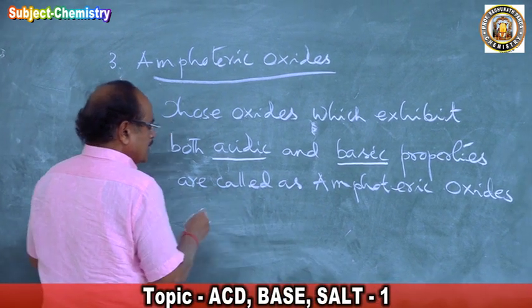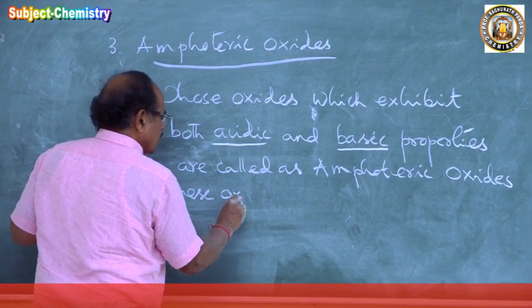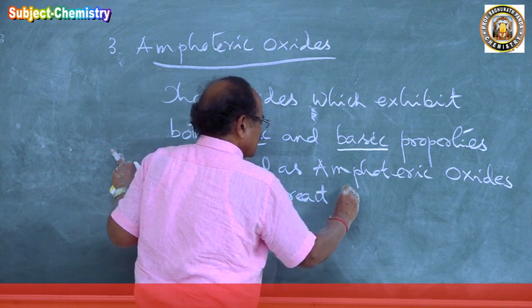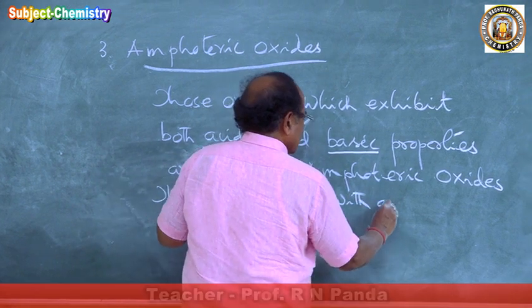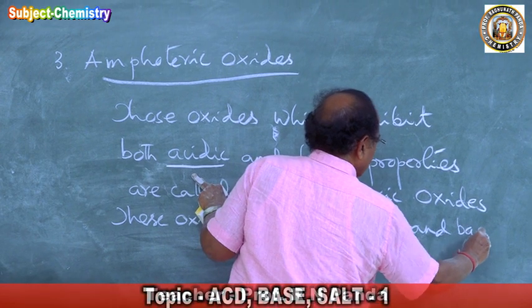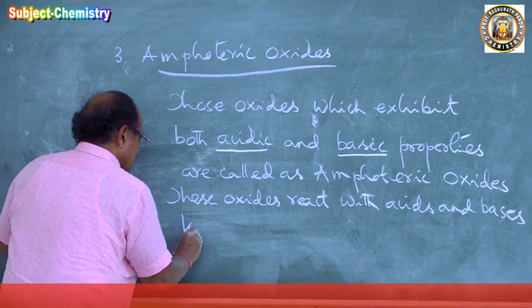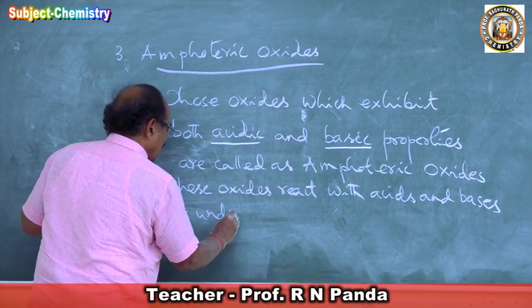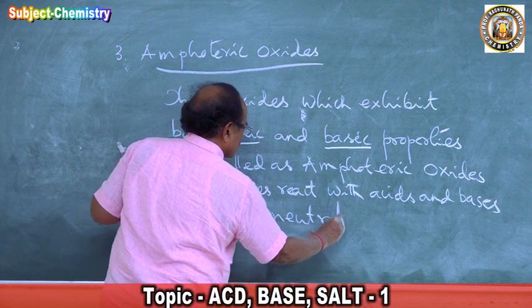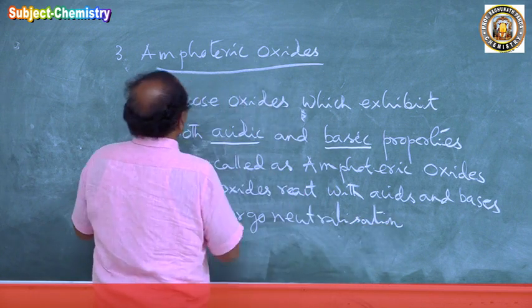So what are these amphoteric oxides? These oxides react with acids and bases to undergo neutralization. So they are called amphoteric oxides.